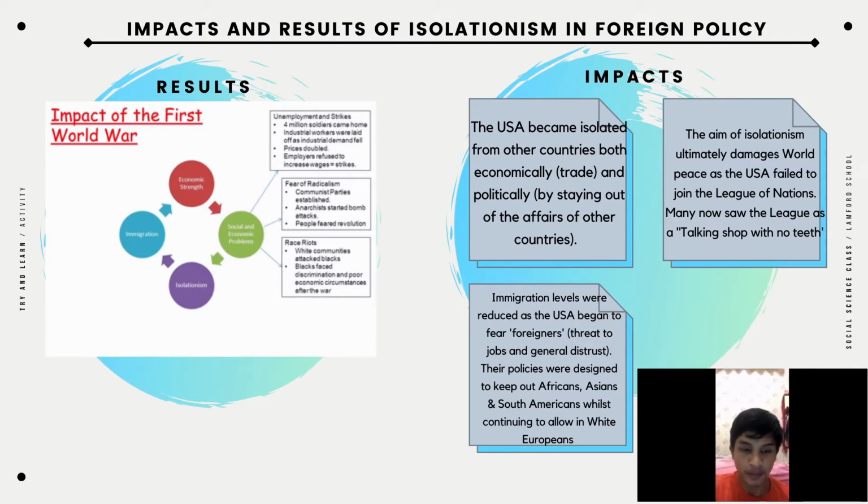And then there is a fear of radicalism. There are three points on it. First, communist parties were established, second, anarchists started bomb attacks, and the last one is people feared revolution.